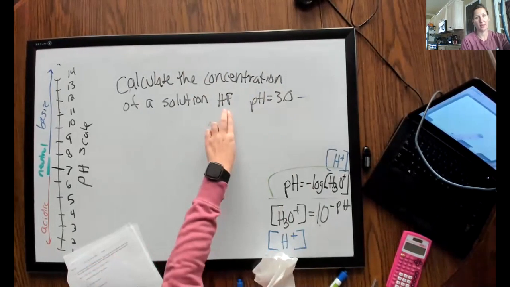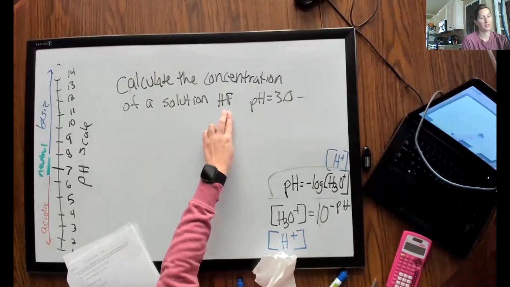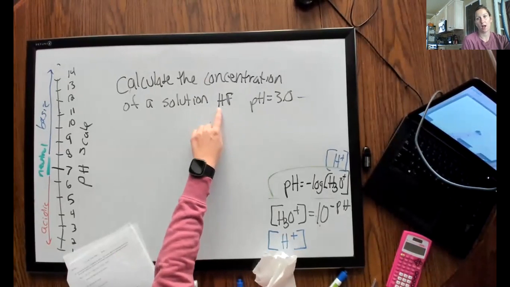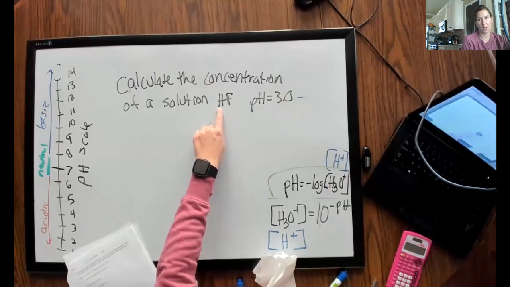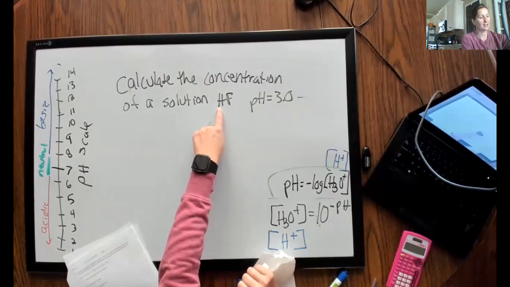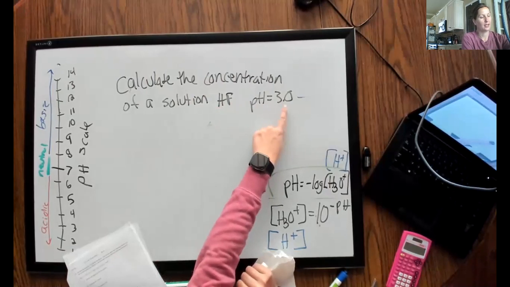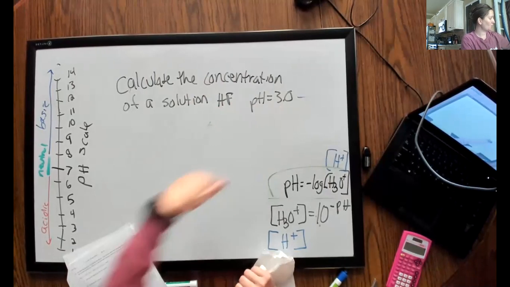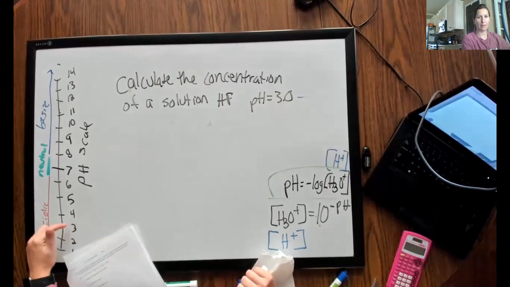Well, looking at the compound itself, I could tell it's an acid. If it dissociates, it's going to have H plus ions, so it's going to produce H plus. It's going to be a proton donor, so it is an acid. And then also I can tell it's going to be acidic because of the pH. It's way down here in the acidic region by 3.